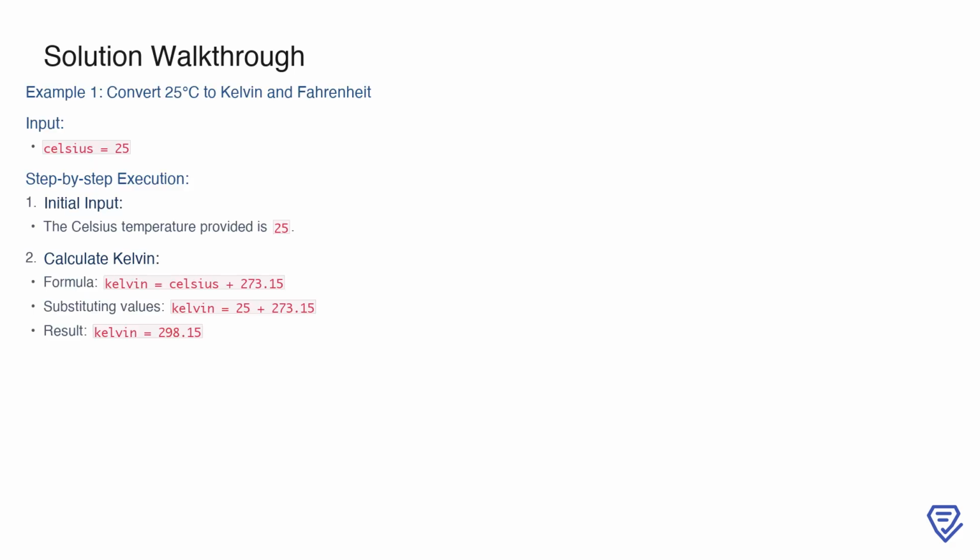To start, we are tasked with converting a temperature of 25 degrees Celsius into both Kelvin and Fahrenheit. The first step is to calculate the equivalent temperature in Kelvin. Using the formula for Kelvin, which is Kelvin equals Celsius plus 273.15, we substitute the given value of 25 degrees Celsius. Adding 25 to 273.15 gives us a result of 298.15 Kelvin. This is the first part of our solution.